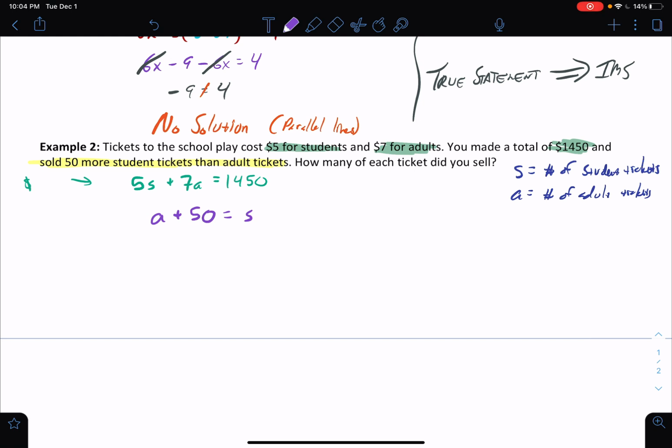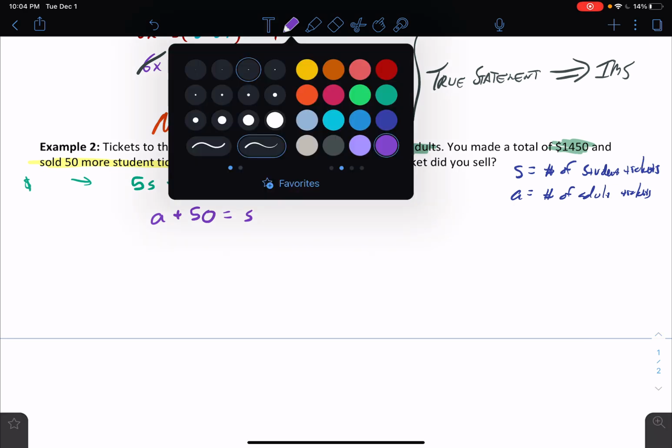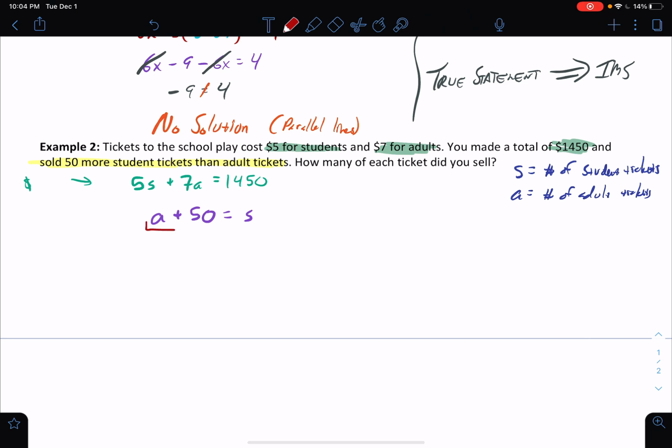Okay, so we got our system here. We've got two different equations in two different variables. Now we just need to solve it. In order to solve, we've got the S by itself. So I'm going to substitute in the first equation, I'm going to substitute in A plus 50 for S. Okay? And then we can solve for A.